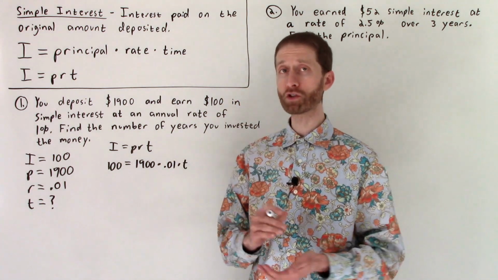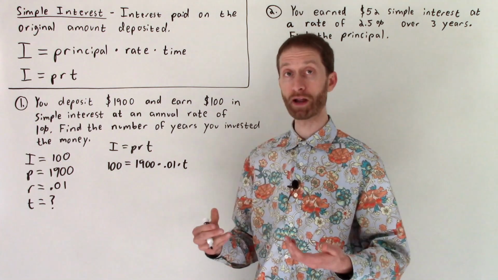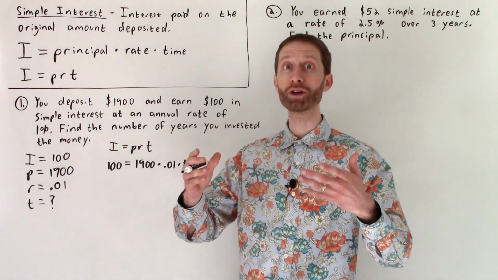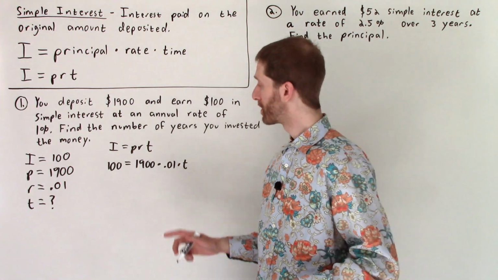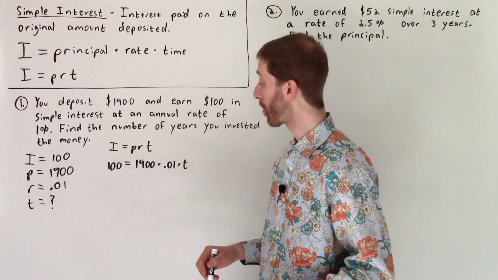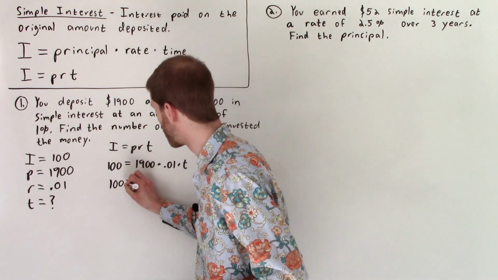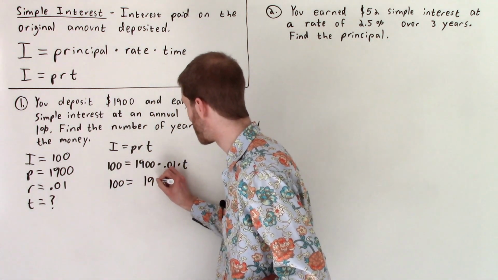So what we should first do is let's simplify the multiplication on the right-hand side. Let's do that. We're just solving an equation now, by the way. It's nothing new. You're done with the new stuff. So 1,900 times 0.01 is going to be 19. So you get 100 is equal to 19 times T.